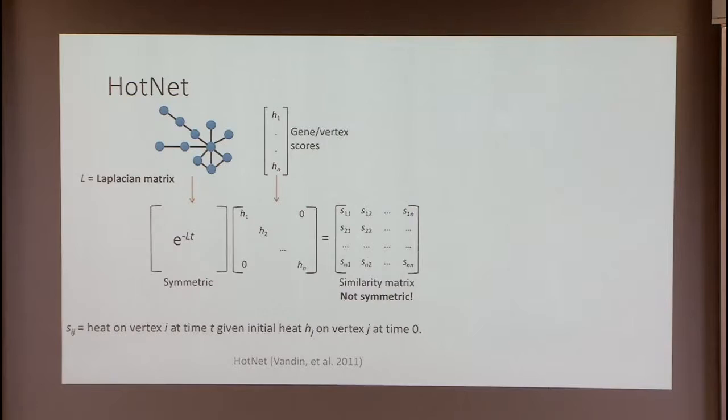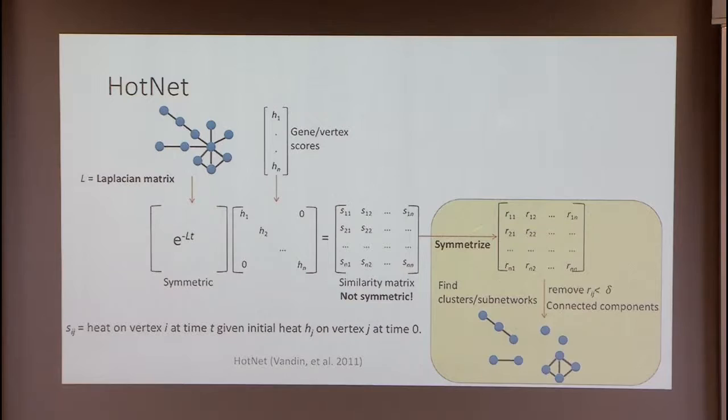In fact, it has a nice physical interpretation: the heat on a vertex i at time t given the initial heat on the other vertex j at time 0. So each entry is like that. So it's a similarity matrix. Now you could just start to cluster the nodes. But of course, you can't quite do this because this matrix is not symmetric. And everyone knows that similarity matrices have to be symmetric. Reviewers told us this many times. So we symmetrize it, and then now we have a symmetric similarity matrix.